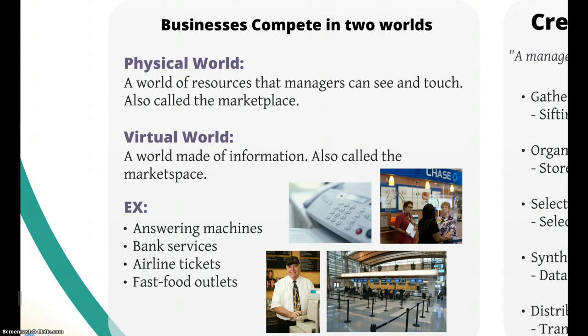And in order for a business to be successful in the virtual value chain, they have to compete in two worlds, a physical world and a virtual world. A physical world is a world of resources that managers can see and touch, also called a marketplace. The virtual world is a world made of information, also called a marketspace. Here are some examples that could help you distinguish between the two.